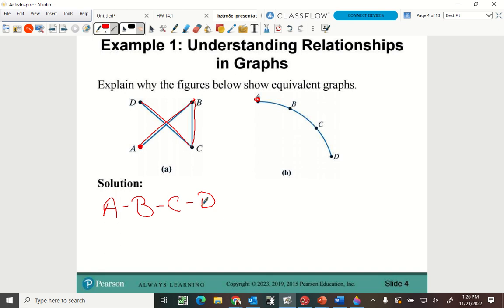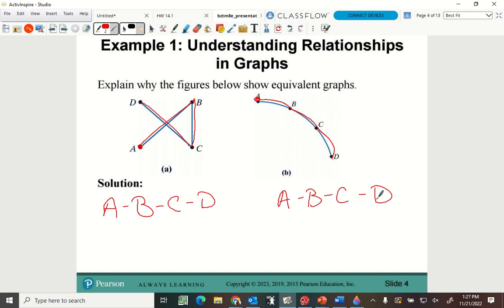All right, now let's look at this other one. And this one right here goes from A to B to C to D. So they are equivalent because they are the same pathway, just, I don't know, made a little bit more complicated. Does that make sense or nonsense? All right, good.